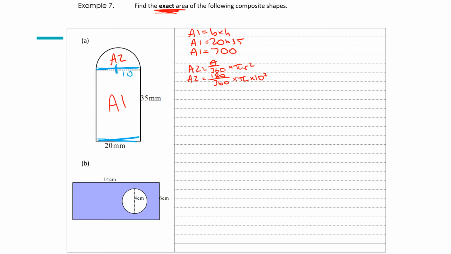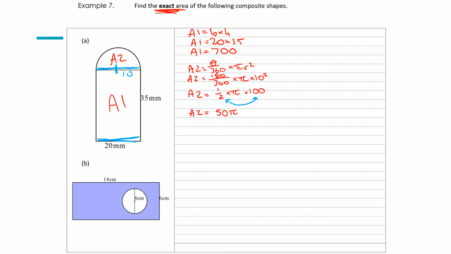Now, we don't want to calculate all of that because it'll give us a rounded answer and we want it exact. So we've got area 2 equals a half, as fraction simplifies to a half, times pi times 10 squared, which is 100. Now we can combine a half times 100, and a half times 100 is 50. So area 2 equals 50 pi.